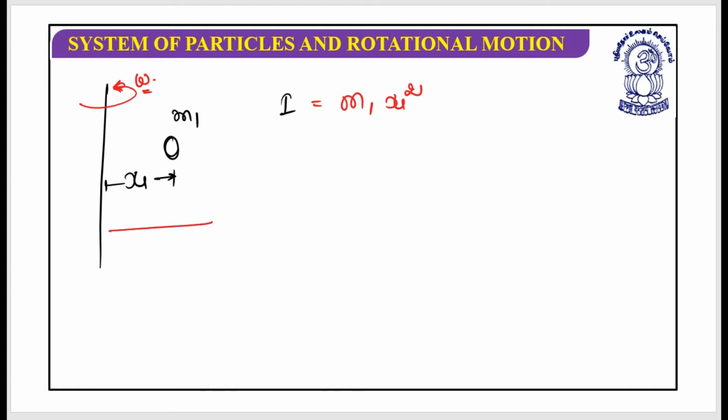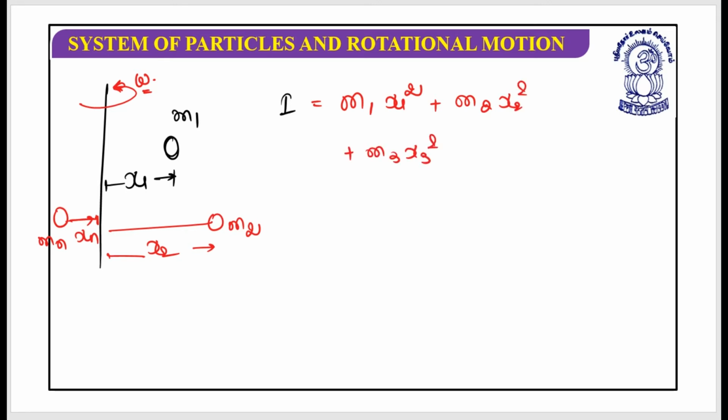If we have multiple masses, let's say this is m2 and this is x2, up to this is mn and this is xn, this distance. So it is m1 x1 square plus m2 x2 square plus m3 x3 square up to mn xn square. And we can write this as sigma i equals 1 to n of mi xi square. I hope this is clear.